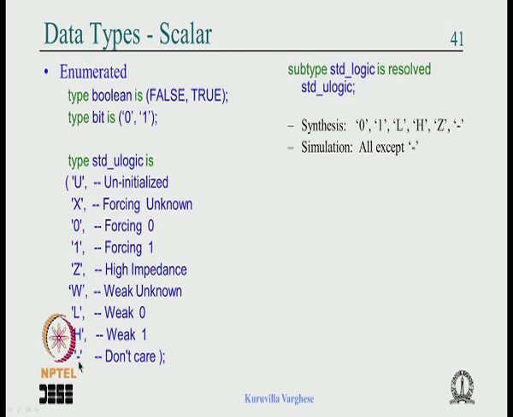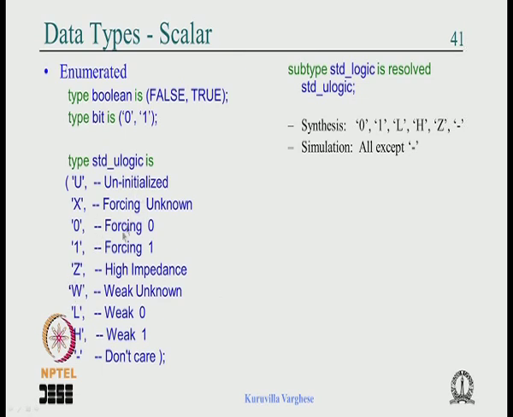synthesis for optimization. So in principle synthesis uses 0, 1, L, H, Z and don't care. Simulation can use everything except don't care. Like if you assign something don't care, it doesn't make sense. Simulation can show it like that, but there is no particular meaning in it. But you should know that these are just the values the standard U logic takes, but that doesn't mean if you specify something as L you will get a pull up resistance or something like that, you wouldn't get that.